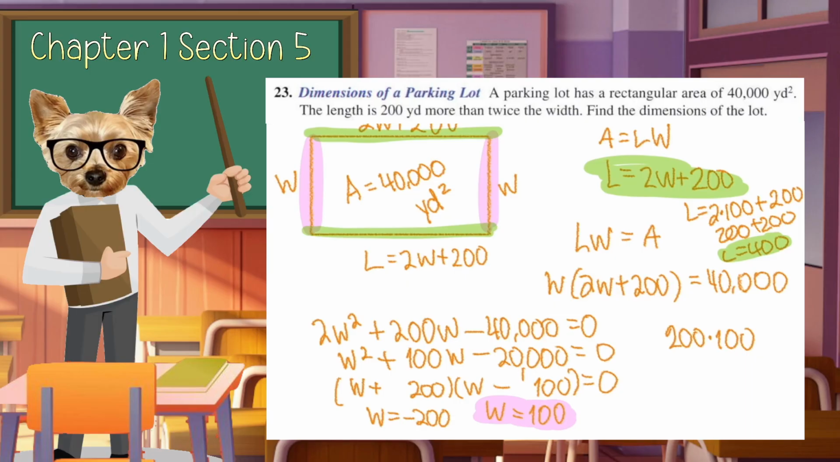So what are the dimensions? Final answer will be length by width. Oops, that's not width. I was getting a little ahead of myself. Length by width is 400 yards by 100 yards. And there you go. That's your answer.